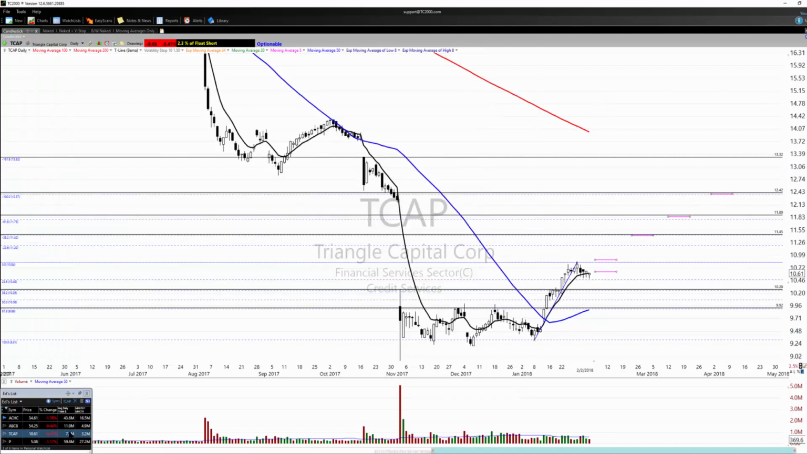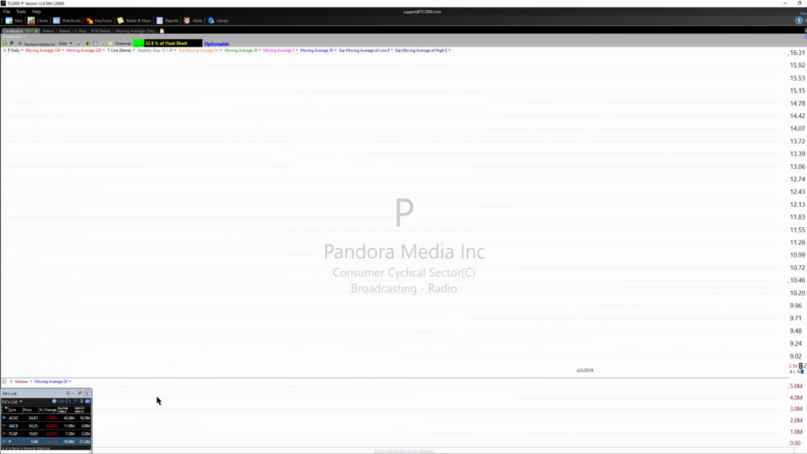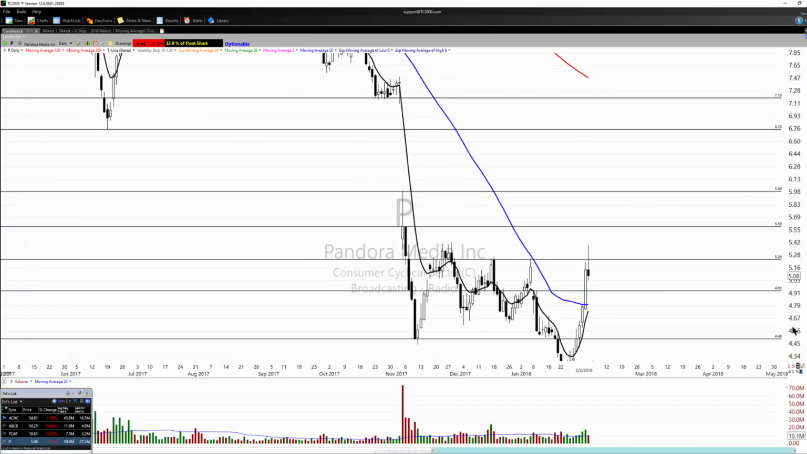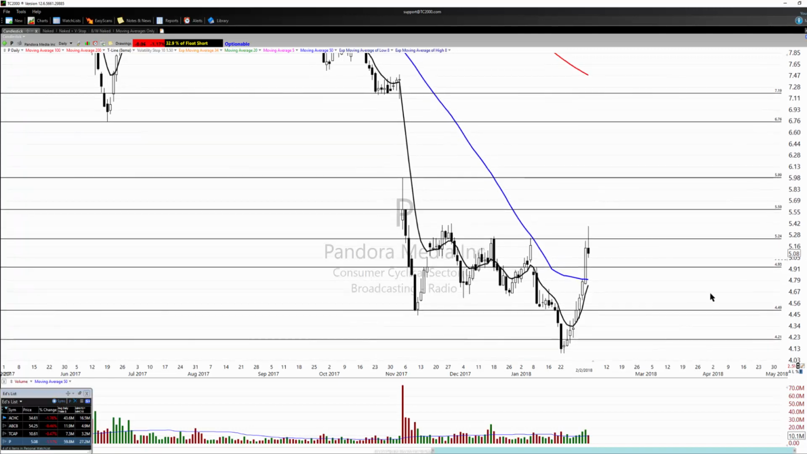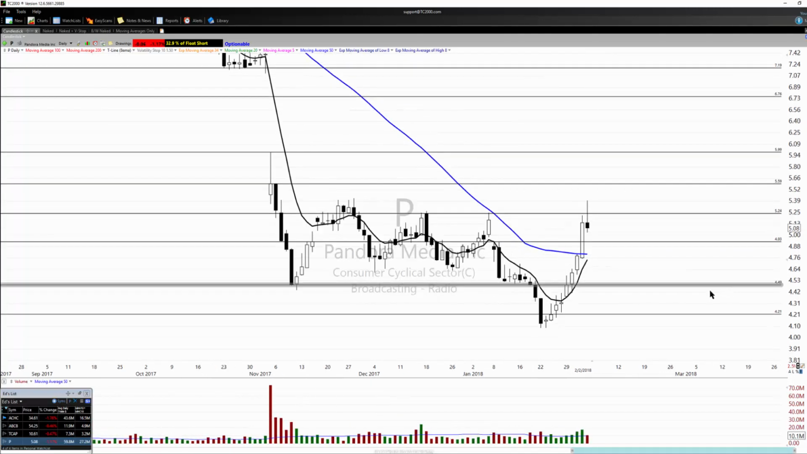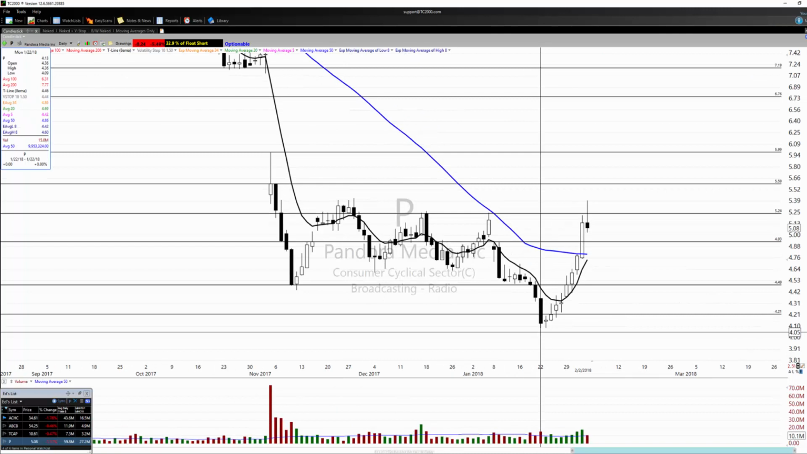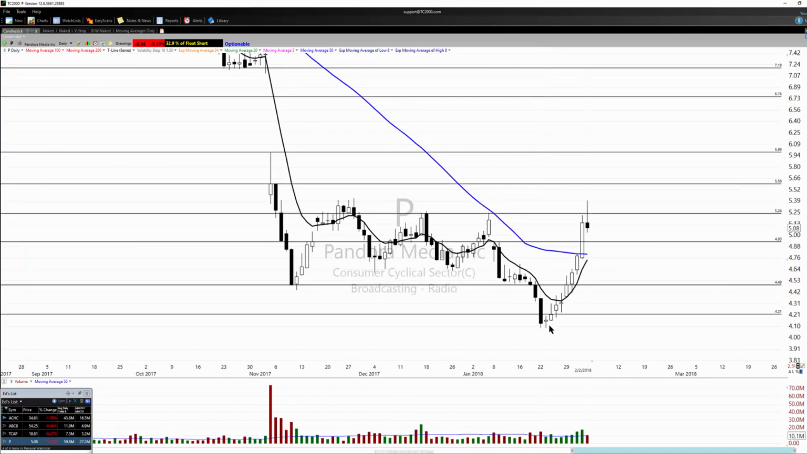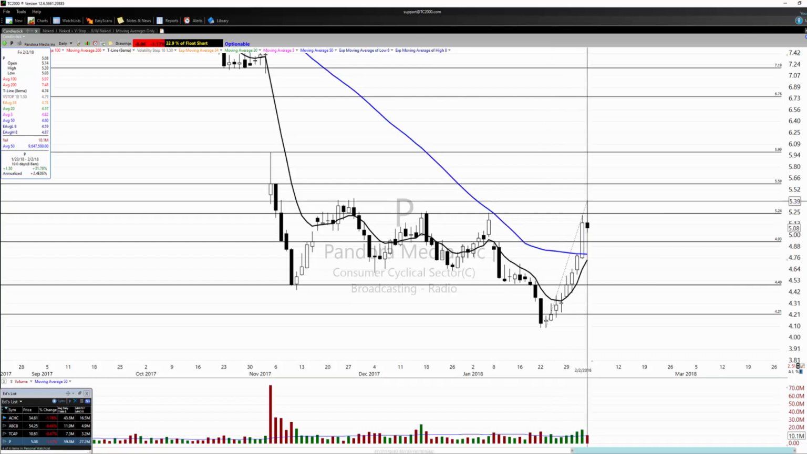Let's do Pandora. Okay, let's move this up. Pandora's been on quite a run here, since the low on January 22nd up to the high on Friday the 2nd of February. That was like a 32% run up. So it's been on a tear.